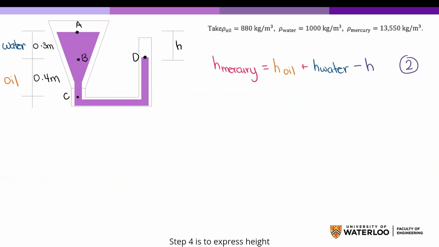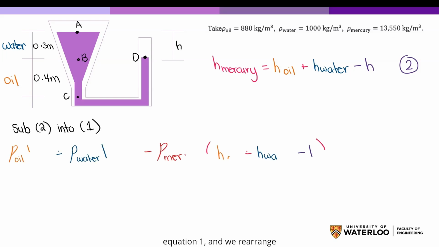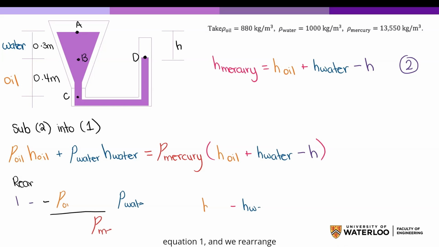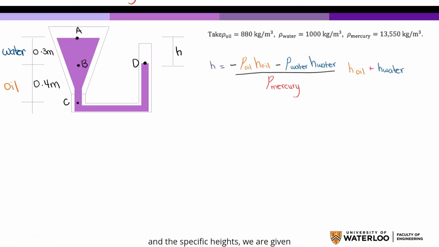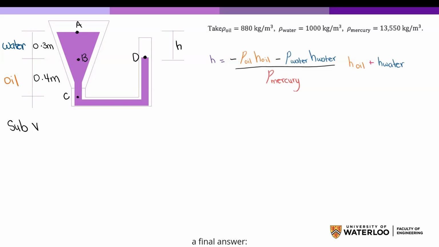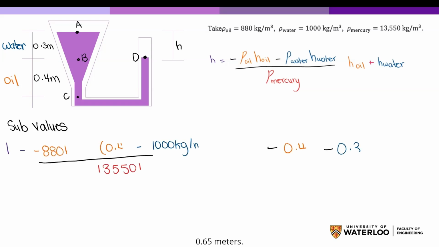Step 4 is to express height of mercury in terms of h. Let h be the total vertical distance from the top of the oil to the mercury level. Then we are given the equation that H mercury is equal to H oil plus H water minus h, which is equation 2. Now we substitute equation 2 into equation 1, and we rearrange and solve for h. Plugging in the values of the densities and the specific heights, we get a final answer of 0.65 meters.